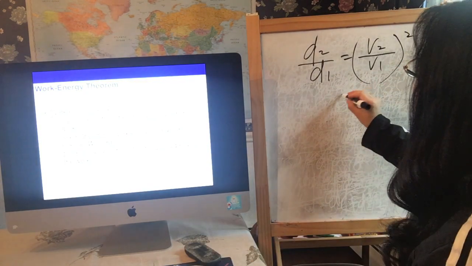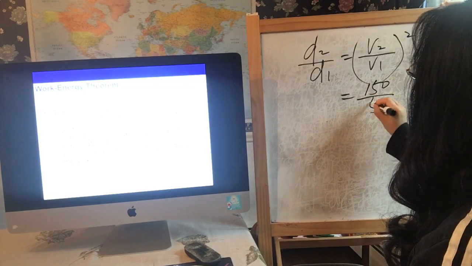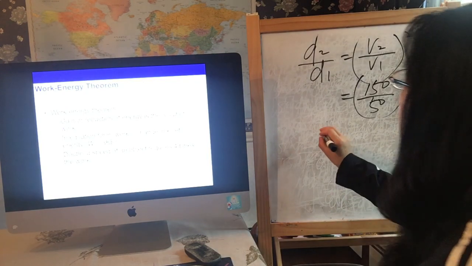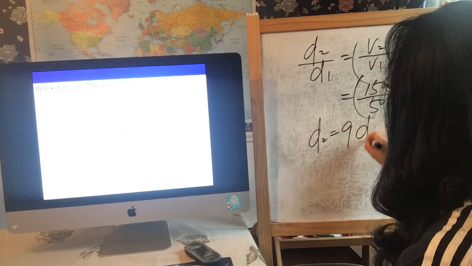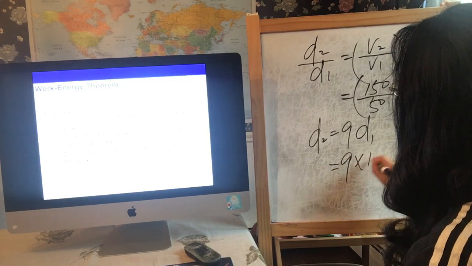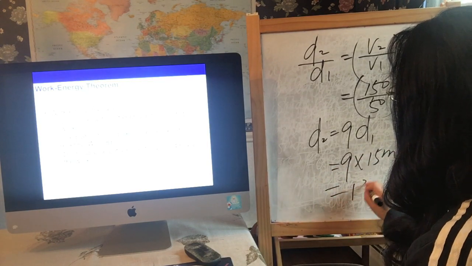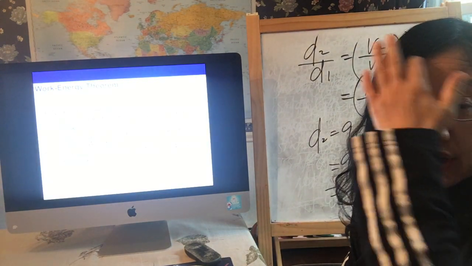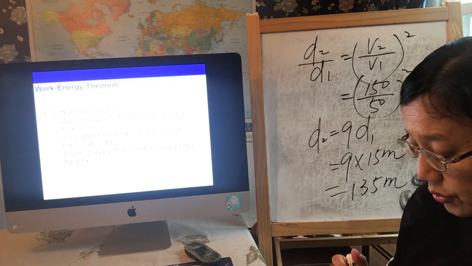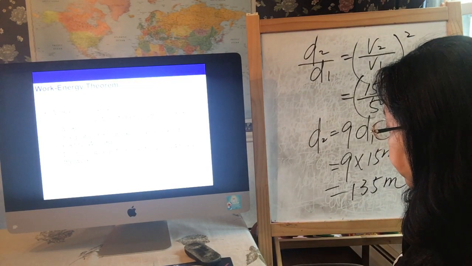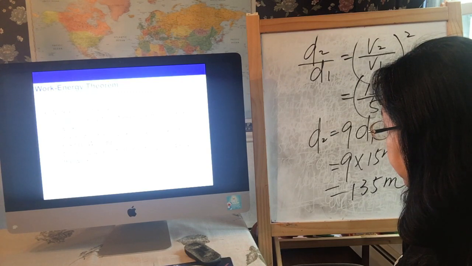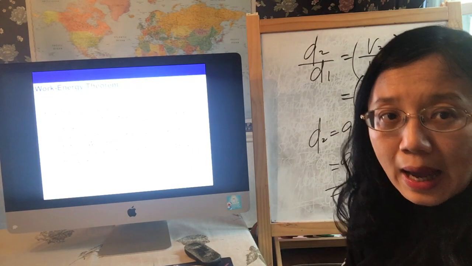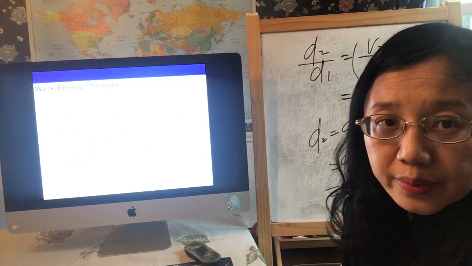Okay, v2 is 150, v1 is 50, squared. So we have 3 squared, which is 9. So in this case, d2 is 9 times d1. Okay, d1 is 15 meters, so we have 135 meters for d2. So the second car is going to skid 135 meters. Okay, so this example shows you how we can apply the work-energy theorem to solve problems.